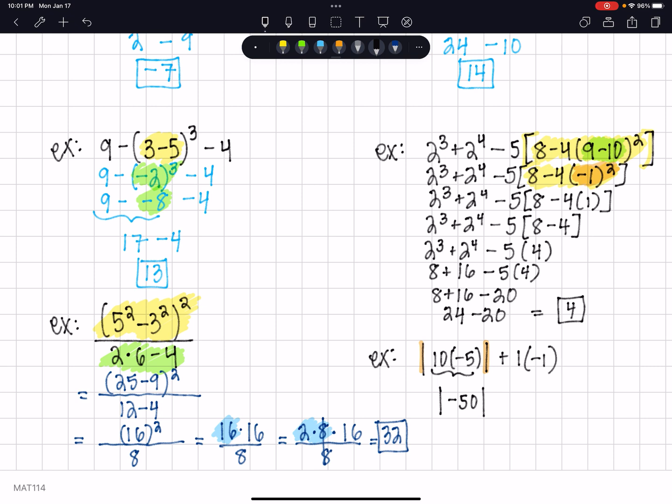The absolute value of negative 50 plus 1 times negative 1. Inside these grouping symbols, I can still do this calculation, still considered a grouping symbol. The absolute value of negative 50 is positive 50 plus 1 times negative 1. And now I can go to our multiplication. 1 times negative 1 is negative 1. So we have 50 plus negative 1, or 50 minus 1, which is 49.